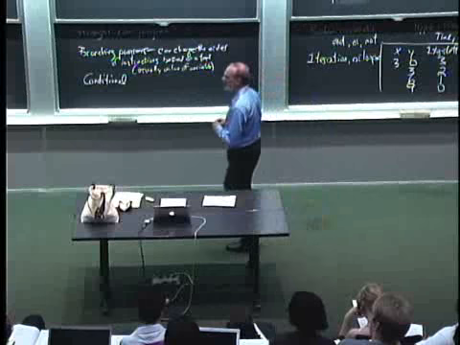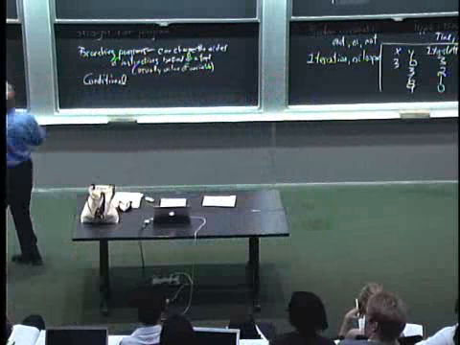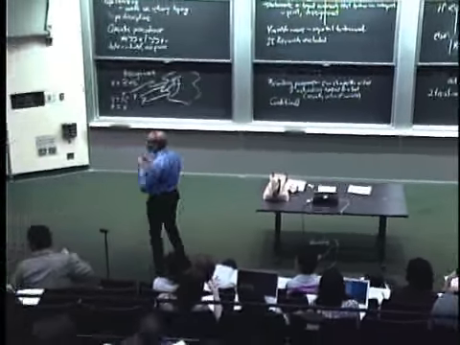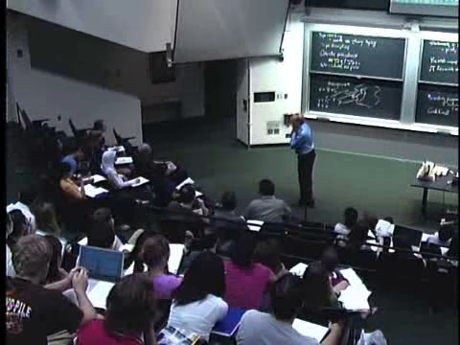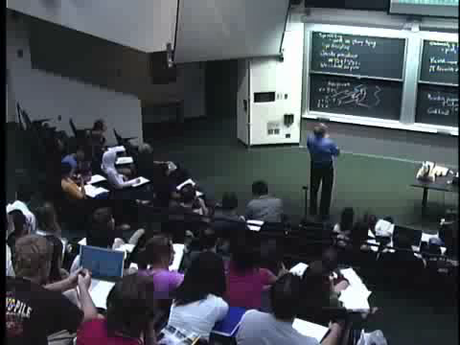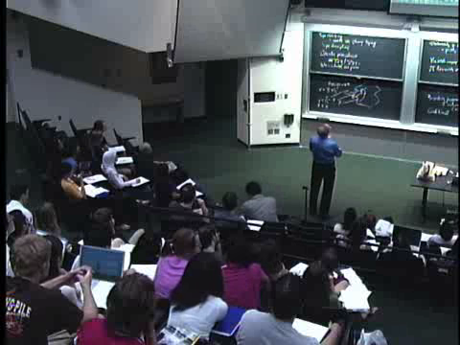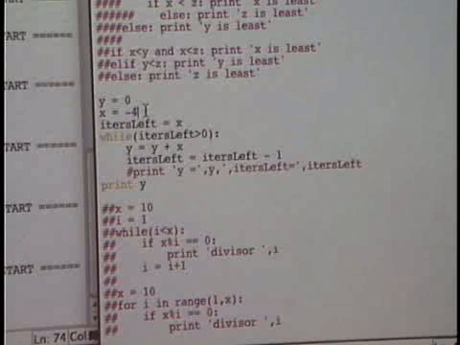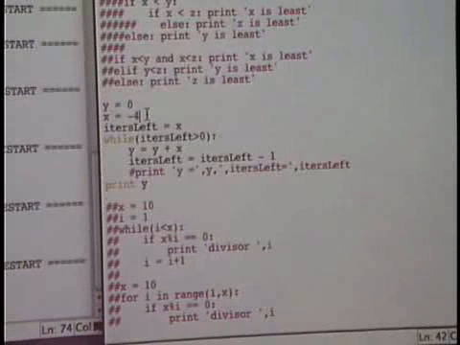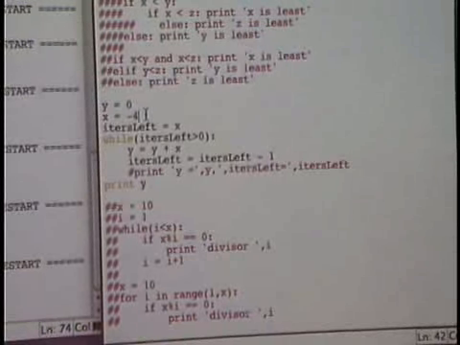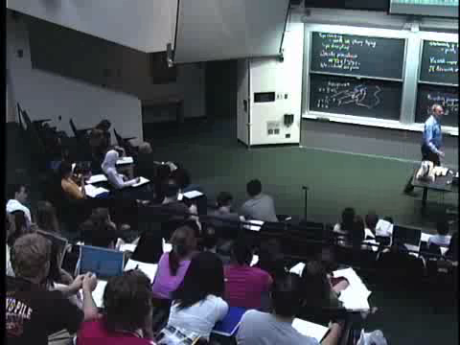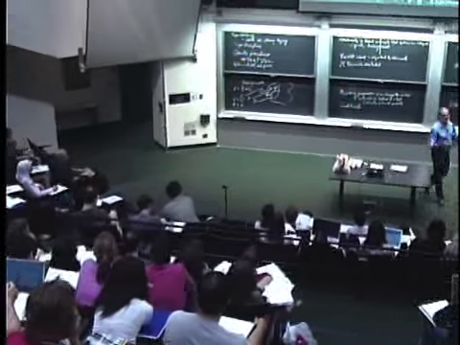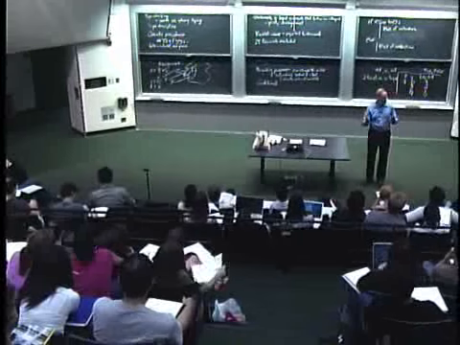Yes, ma'am? Sorry, say it again? Oh, you're absolutely right. Because I bind iters left to, yes, thank you. You caught me making an error. Yes, the point is, it's not going to work. She caught both of them, impressive. It's not going to work because iters left is already negative. It's just going to skip the whole loop, and I'm in trouble. So thank you for catching that.